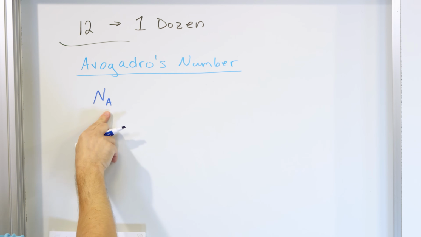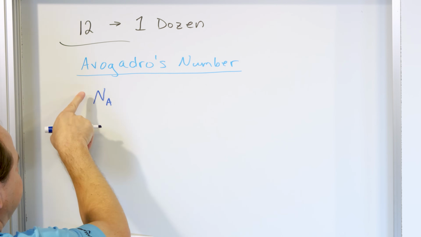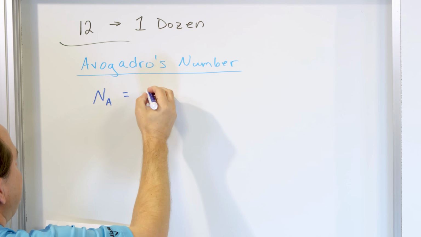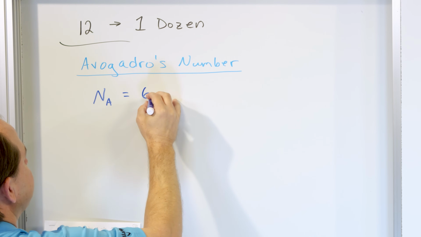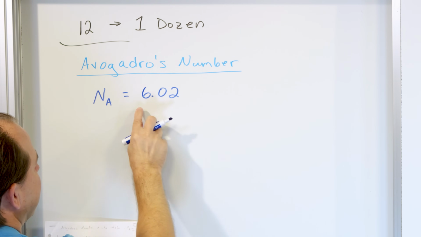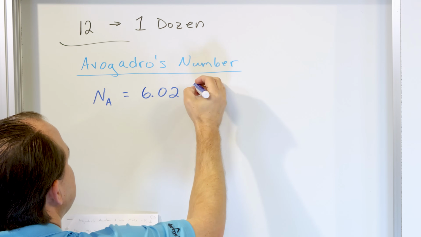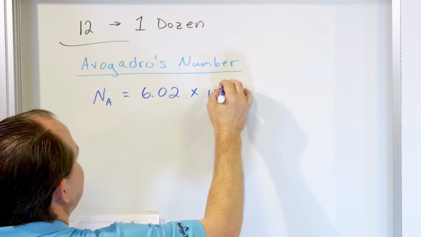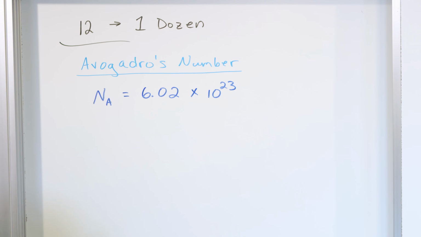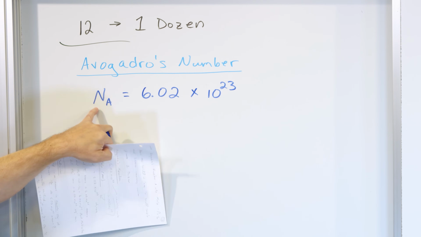So N_A means number, Avogadro. It's just Avogadro's number. That's all that means. And it's defined to be 6.02. You're like, oh, that's not so big. 6.02, but it's times 10 to the 23rd. This is Avogadro's number. So when you define Avogadro's number, N_A, that's Avogadro's number.